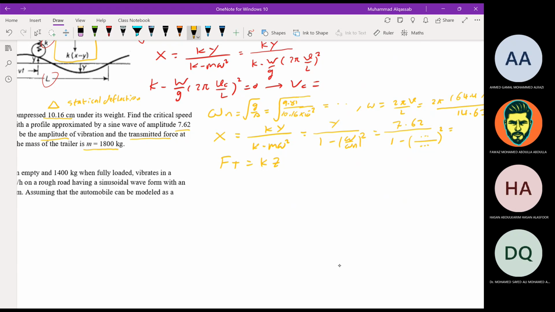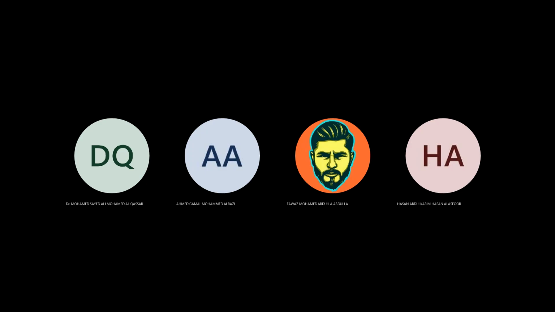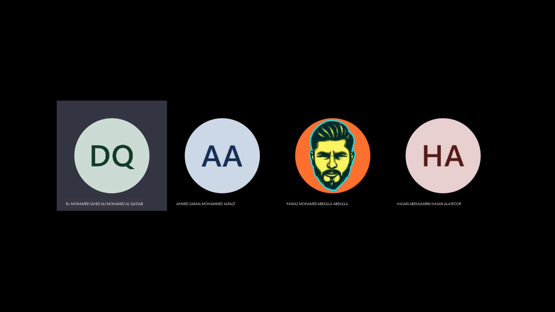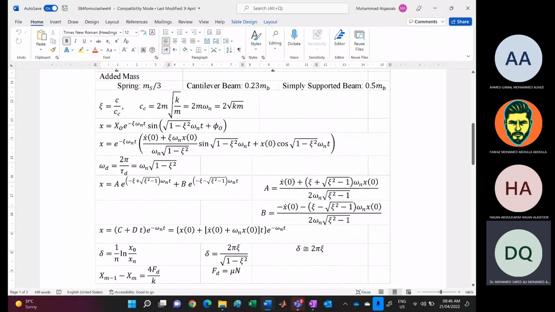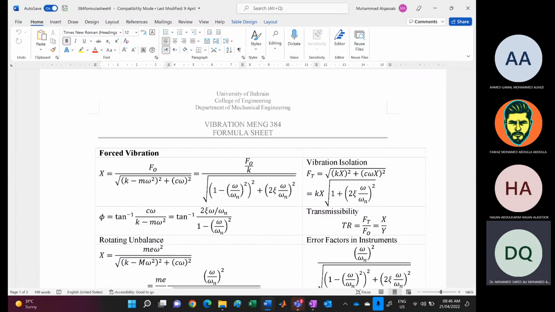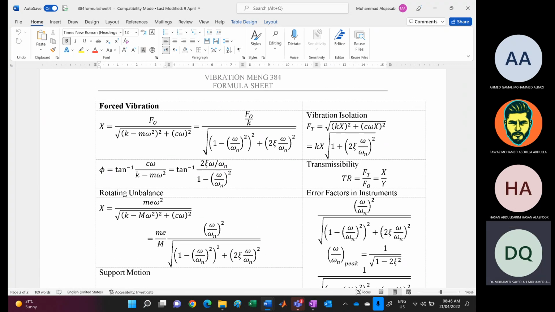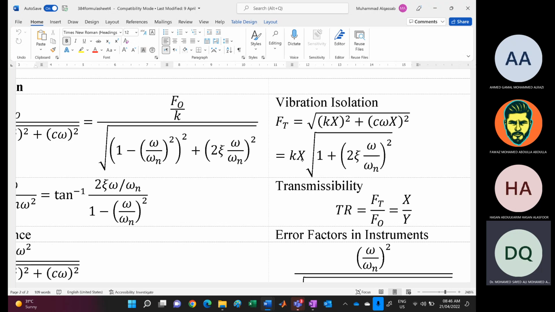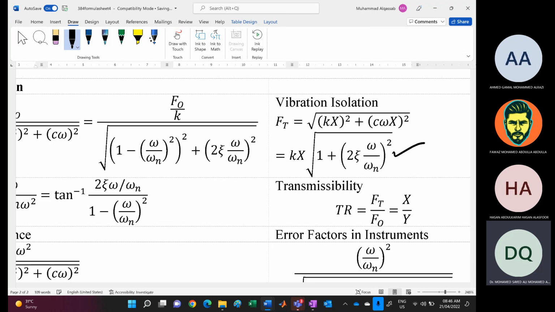Okay, the formula sheet will not give you all the cases of the transmitted force. It will be just one, but you should be able to know how to calculate Ft. Okay, let me just share with you the formula sheet. Okay, the formula sheet, there are two pages. The second page, we have Ft, vibration isolation. The equation given is the equation we derived in the class, which is kx square root of 1 plus (2 zeta omega over omega n) squared. Okay, this is the equation given.